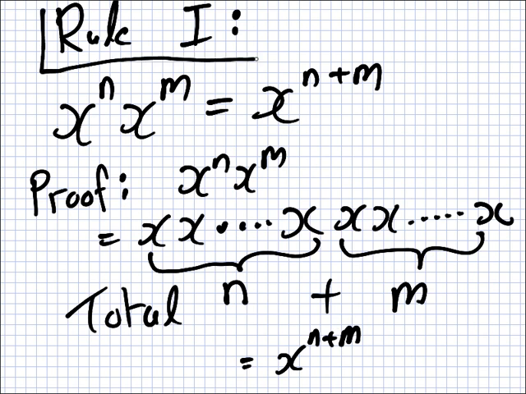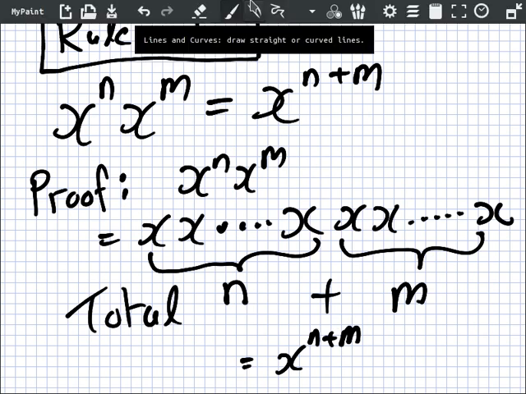So this is rule 1. Did you write this down? Did you? Yes, she wrote it down. Okay. I guess I can trust you.